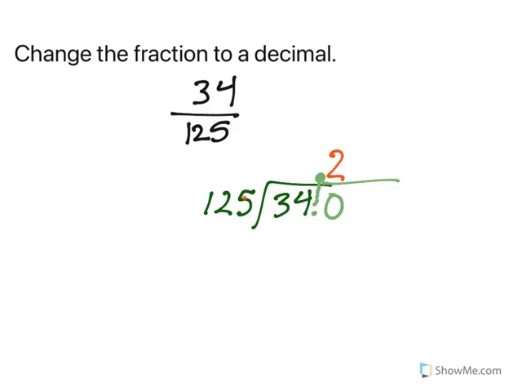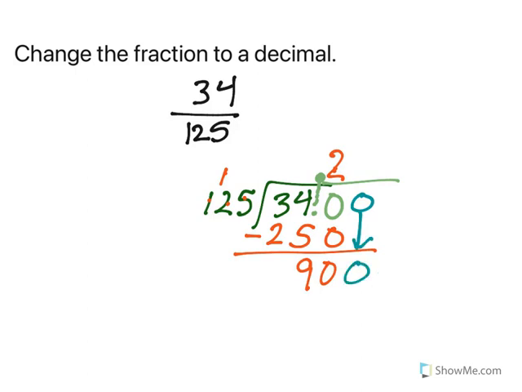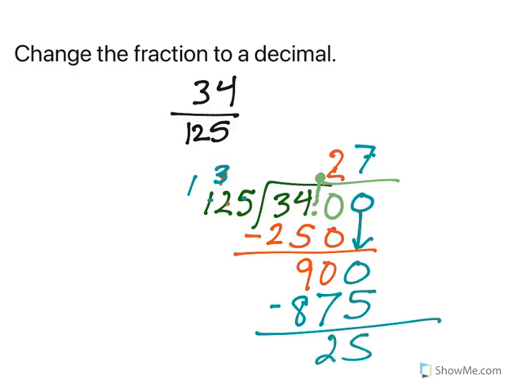So 2 times 5 gives me 10, carry the 1. 2 times 2 is 4, plus 1 is 5. 2 times 1 is 2, so that's 250. So when I subtract, 340 minus 250 gives me 90. I add a 0, bring it all the way down. 125 goes into 900 7 times. So 7 times 5 is 35, carry my 3. 7 times 2 is 14, plus 3 is 17, carry my 1. 7 times 1 is 7, plus 1 is 8. And I subtract. 900 minus 875 is 25.